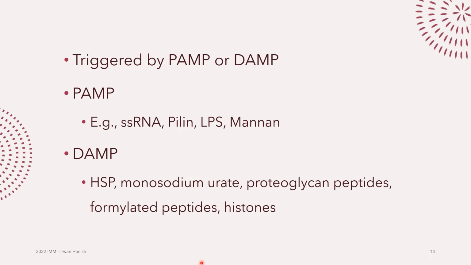So PAMPs are part of pathogens that our innate immunity can detect. DAMPs, on the other hand, are part of damaged cells that our innate immunity can detect. So examples of PAMPs are ssRNA, pilin, lipopolysaccharide, mannan, which is a polysaccharide. Examples of DAMPs are HSP, monosodium urate, proteoglycan peptides, formylated peptides, histones. So PAMPs are generated by the pathogen, and DAMPs can be substances from our own cells, our damaged cells.